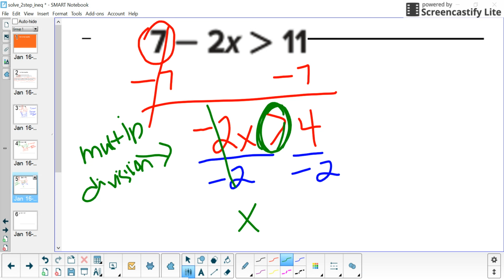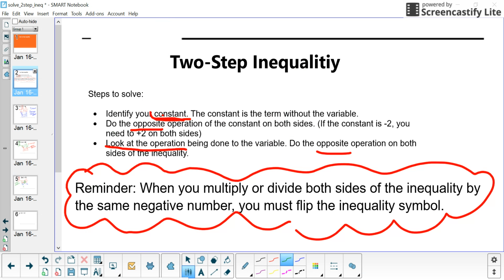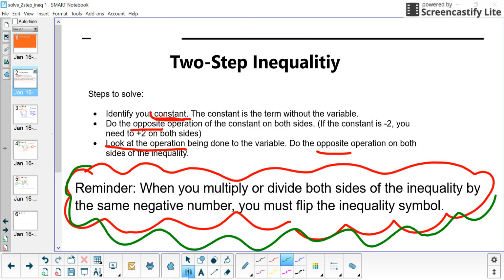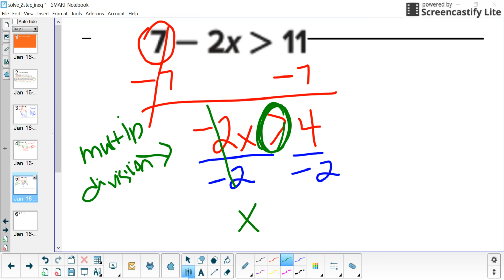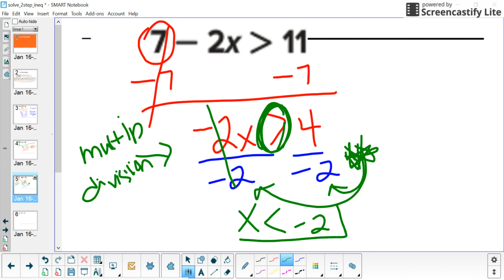Don't forget, go back to our rule, this very important rule. Here we're dividing both sides by a negative number. You see here, dividing both sides by negative. So that means that the symbol needs to be flipped. So instead of greater than, we have less than. And 4 divided by negative 2 is just negative 2. So our answer to this inequality is x is less than -2.